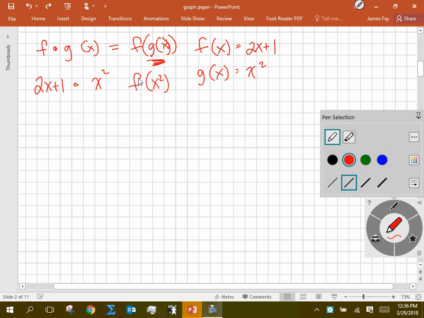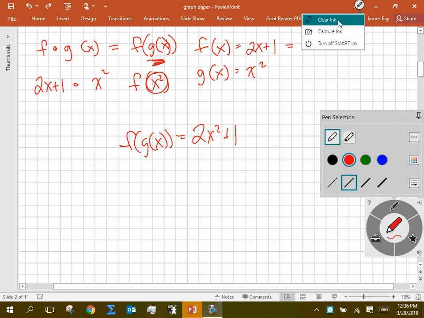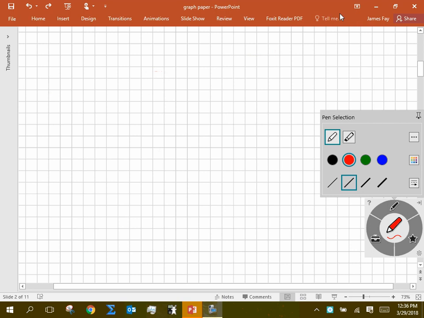And I replace that g of x with what it was equal to, x squared. And now, inside f, wherever I see my input value of x, I'm going to replace it with x squared. So the answer, f of g of x, becomes 2x squared plus 1, which is something you will learn how to do in Algebra 2, and it's so important that you'll spend several weeks on that in Algebra 2, and then when you go to college algebra, we spend several more weeks on it. Okay, so it's very important.